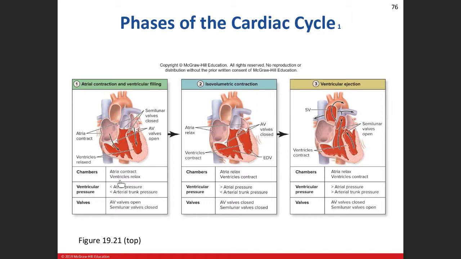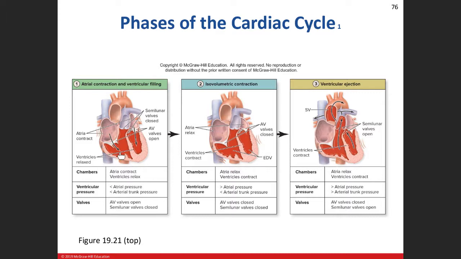Atria are contracting. The ventricles are still relaxed. So the ventricular pressure is still going to be less than the atrial pressure. How do we know that? The valves are still open. The pressure has to be greater on one side to push the valves open. It's a one-way street here.